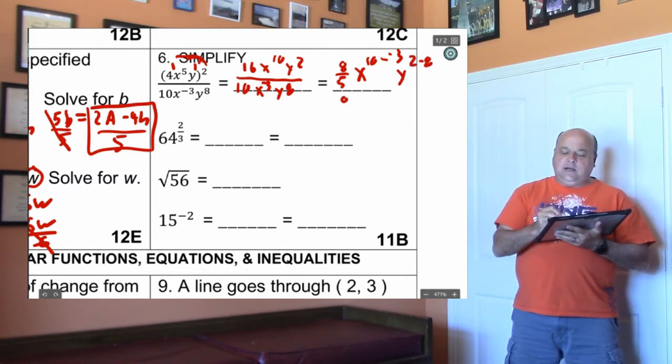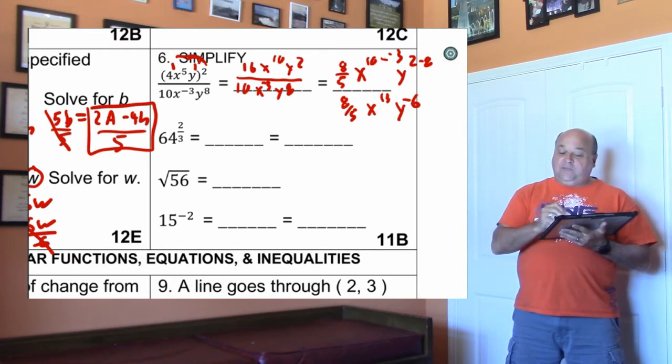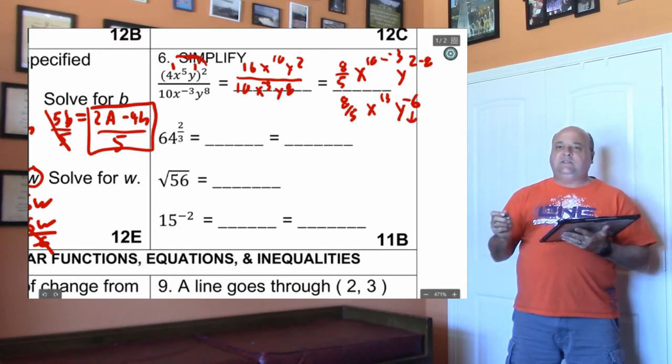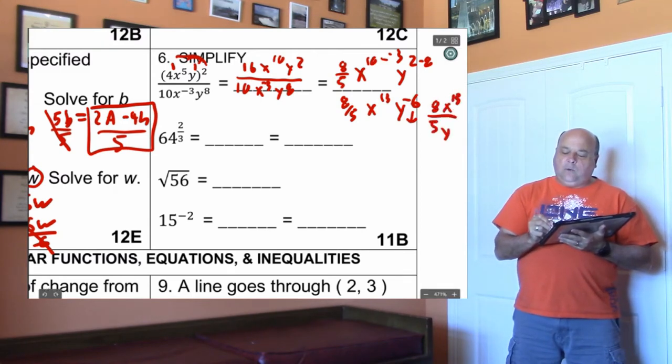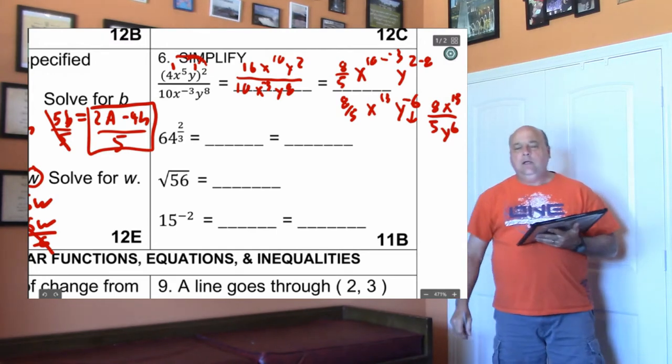Okay, this is going to turn into 8 over 5. X, 10 minus a negative 3 is 13. And 2 minus 8 is negative 6. And then remember, this could be the answer, or they could put the y on the bottom. You would get 8 over 5. The x is on top. The y would be on bottom, okay?